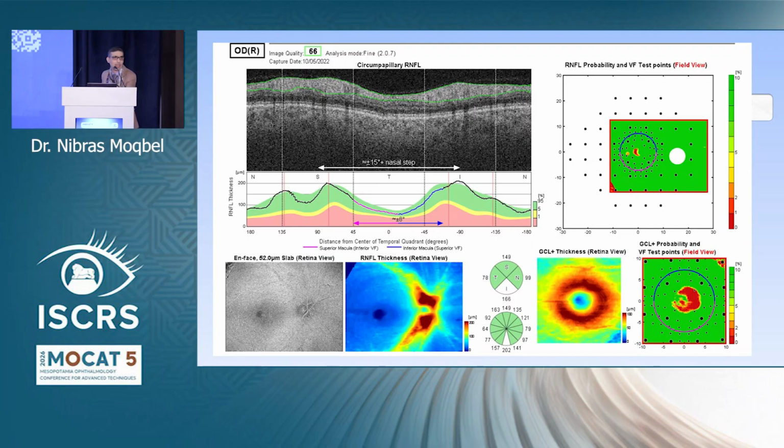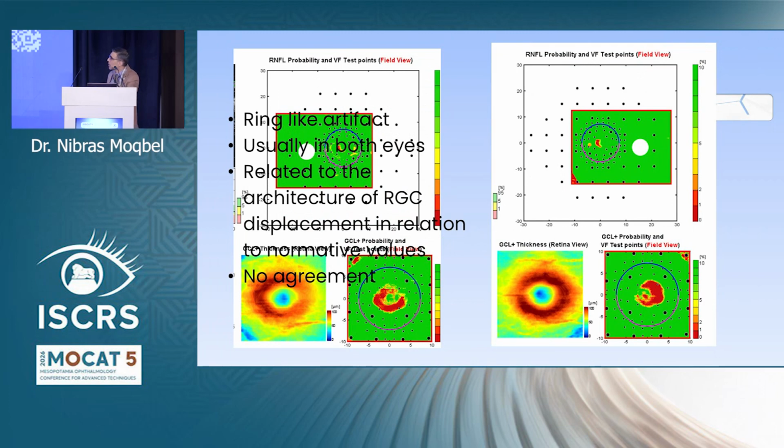But if you look at the en face image, there is no focal loss of the nerve fiber layer. That is consistent with this one. And if we look at the ganglion cell layer, there is no focal loss here. So this is one type of artifact that's called the retinal fiber layer shift. The last example is what we call the foveal ring.